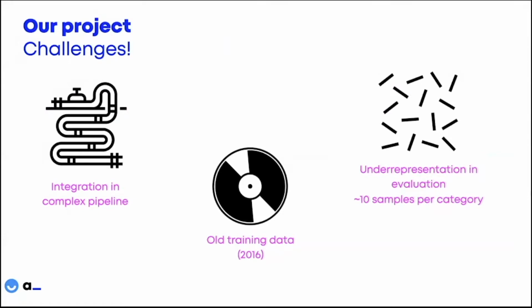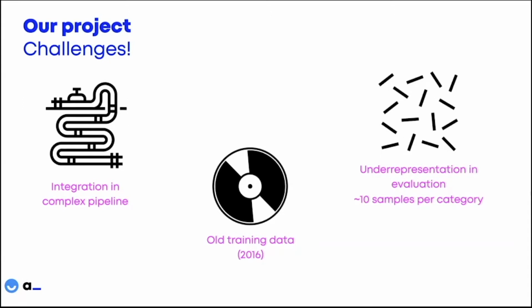And already in the beginning of the project, we identified some challenges regarding this project. One was already described by Helena. So our classifier had to be integrated into a pretty complex and third-party owned pipeline. So it was an interesting aspect in terms of engineering. But we also found some challenges in the data itself. First of all, our training data is from 2016. So for a news classification problem, it's quite outdated.